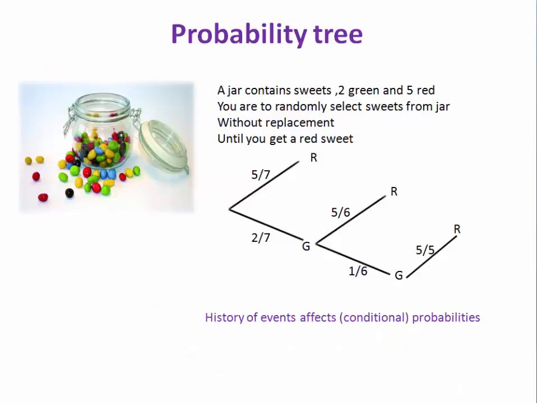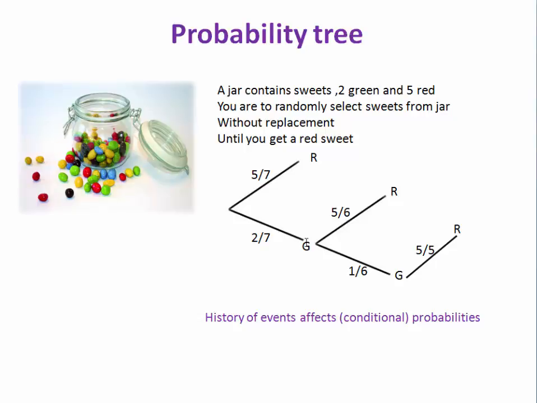Got a jar containing 2 green and 5 red sweets. We're to randomly select sweets from the jar without replacement until we get a red sweet. So again, here our first node and the 2 branches from the node. We'll get a red and a green. We don't carry on further with the red because we've got the red sweet and that's what we wanted. So this would be 5 out of 7 and this would be 2 out of 7 as the probabilities.